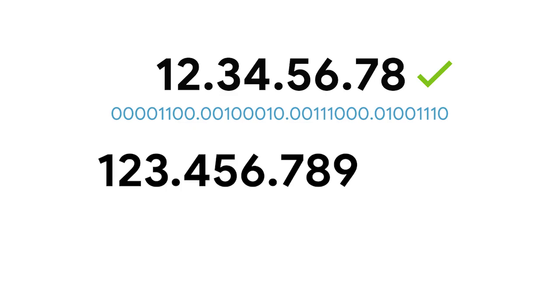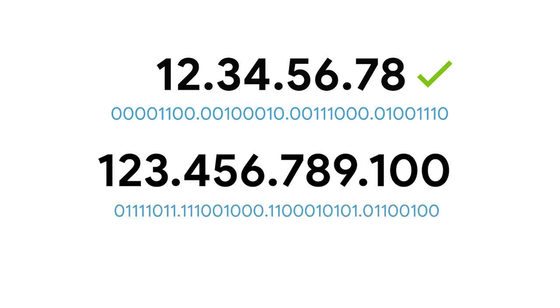IP addresses are 32-bit long numbers made up of 4 octets, and each octet is normally described in decimal numbers. 8 bits of data, or a single octet, can represent all decimal numbers from 0 to 255. For example, 12.34.56.78 is a valid IP address, but 123.456.789.100 would not be, because it has numbers larger than could be represented by 8 bits. This format is known as dotted decimal notation.